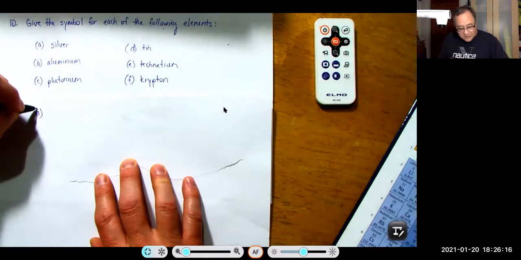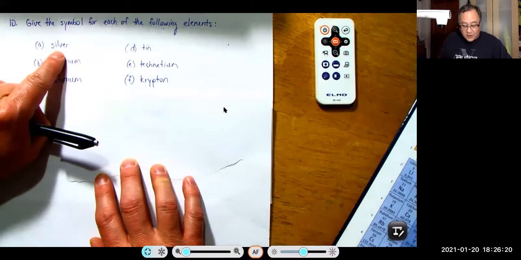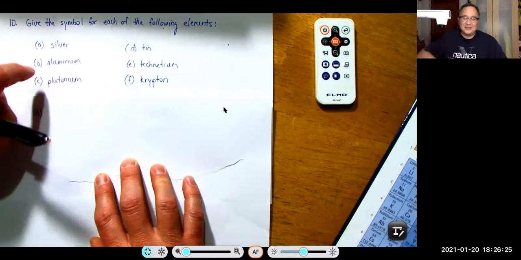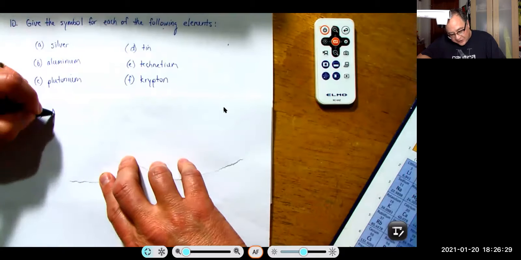You might be wondering, why don't I just write the answer next to this? The reason is that I hope to use this same piece of paper next semester, so I don't have to write the thing out again. So silver is Ag.